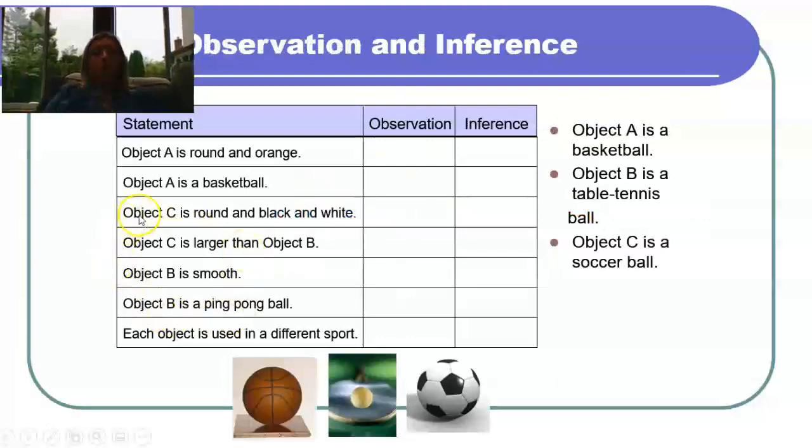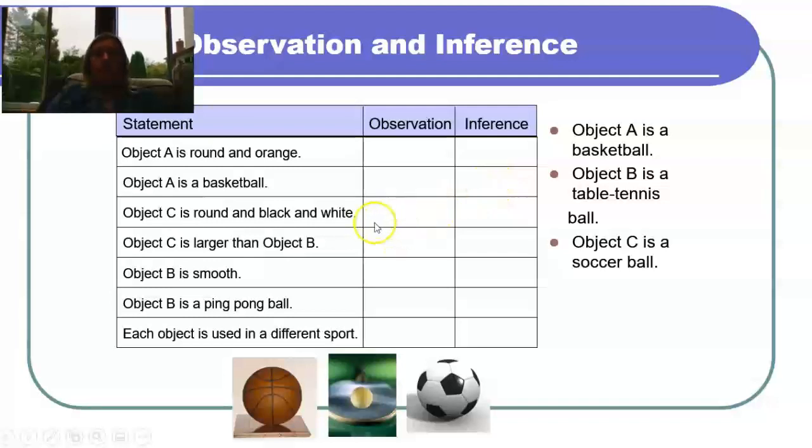Object A is a basketball. Well, we're making an inference that that's a basketball because we have previous history knowing that that's a basketball. But it's not what you'd consider an observation. So this is an inference.